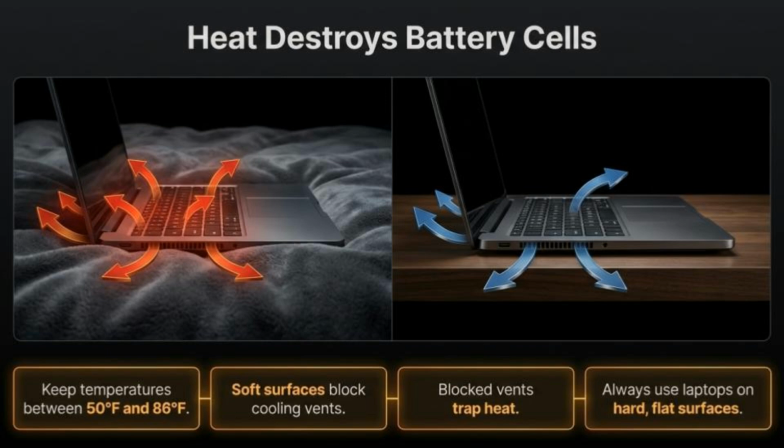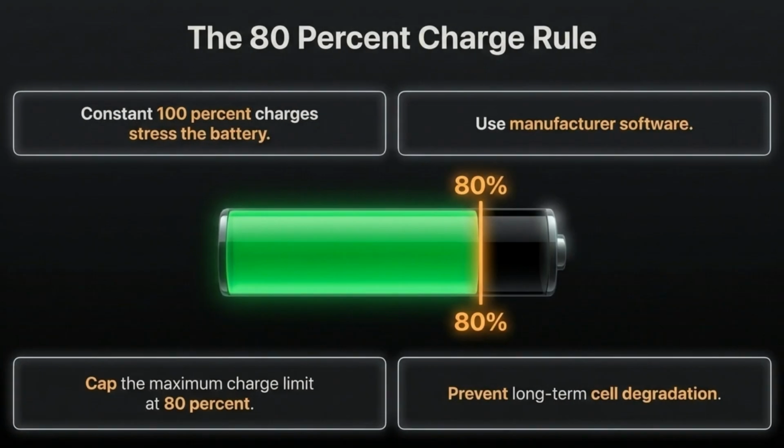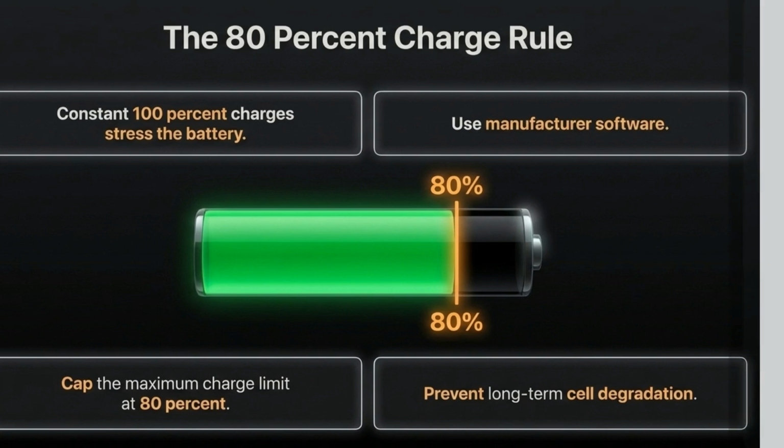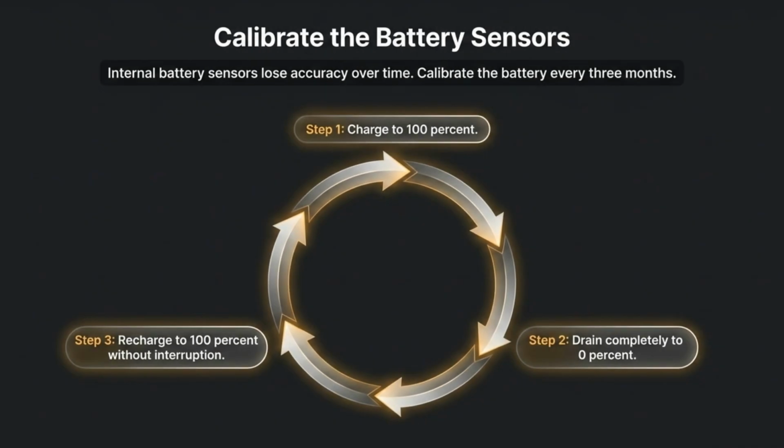Constant 100% charges can stress your battery. Use your manufacturer's software to cap the maximum charge at 80%, which helps prevent long-term cell degradation. Battery sensors can lose accuracy over time. Every 3 months, calibrate your battery by charging to 100%, draining it completely, and recharging to 100% without interruption.